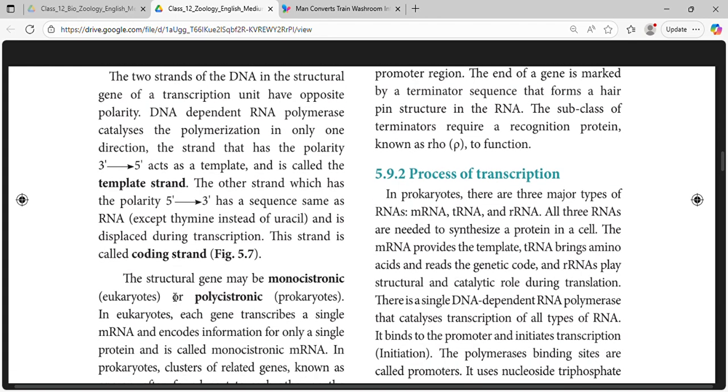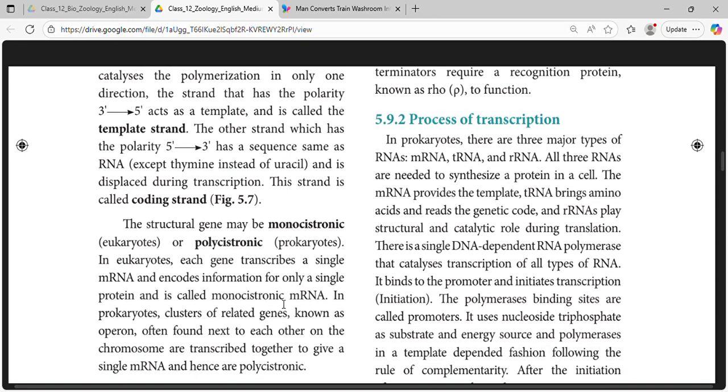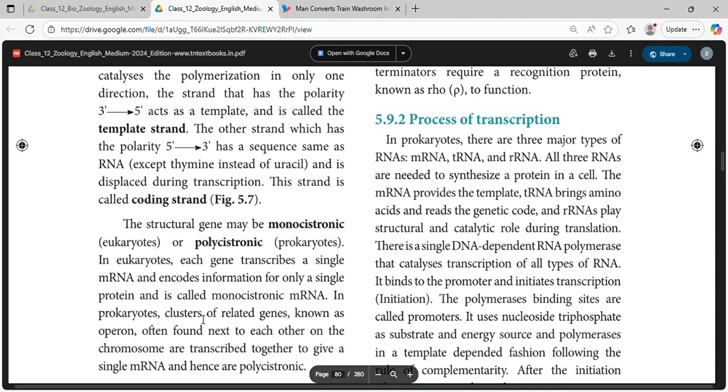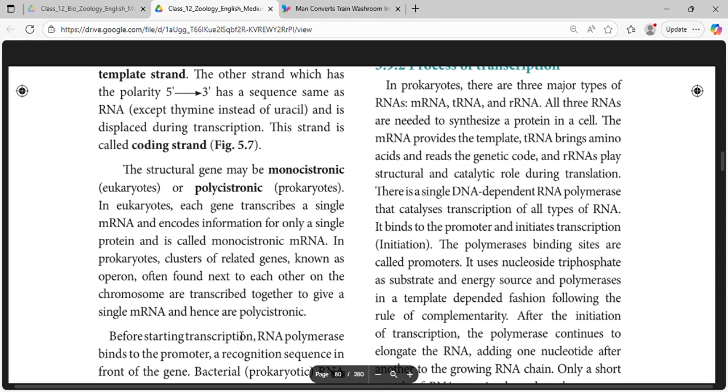The structural gene may be monocistronic in eukaryotes or polycistronic in prokaryotes. In eukaryotes, each gene transcribes a single mRNA and encodes information for only a single protein, and is called monocistronic. In prokaryotes, clusters of related genes known as an operon, found next to each other on the chromosome, are transcribed together to give a single mRNA and hence are polycistronic.